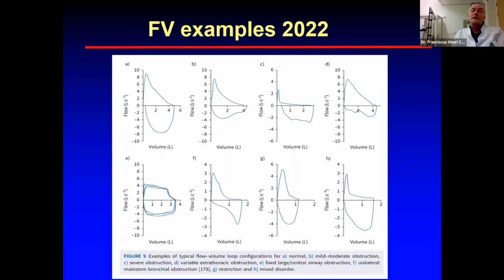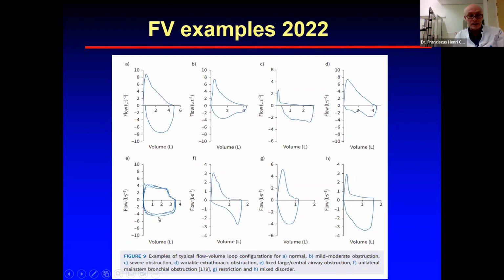And also in this document, you can see new examples of flow volume curves, and I think most of you are very familiar with these flow volume curves, starting with A, which is normal, and then we go to obstructive patterns, we go to fixed upper airway patterns, fixed flow limitations, and therefore fixed obstructions in the upper airways.